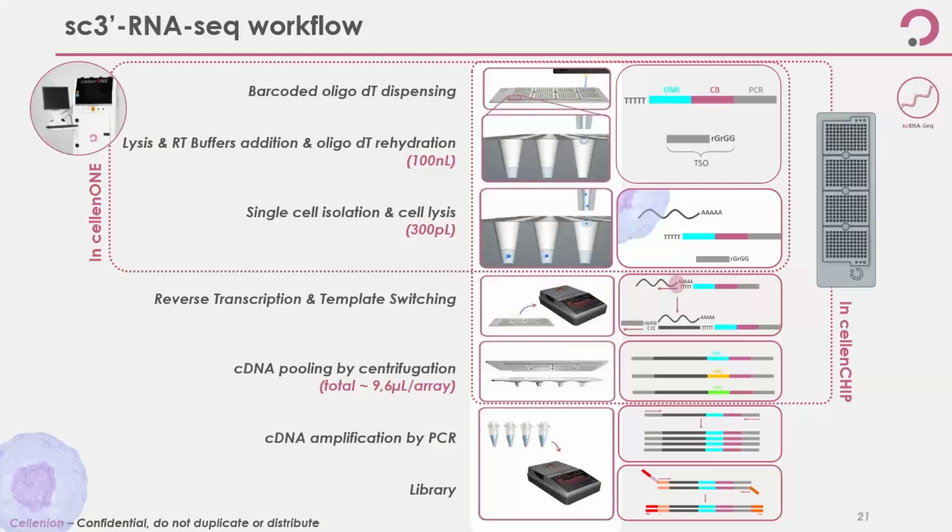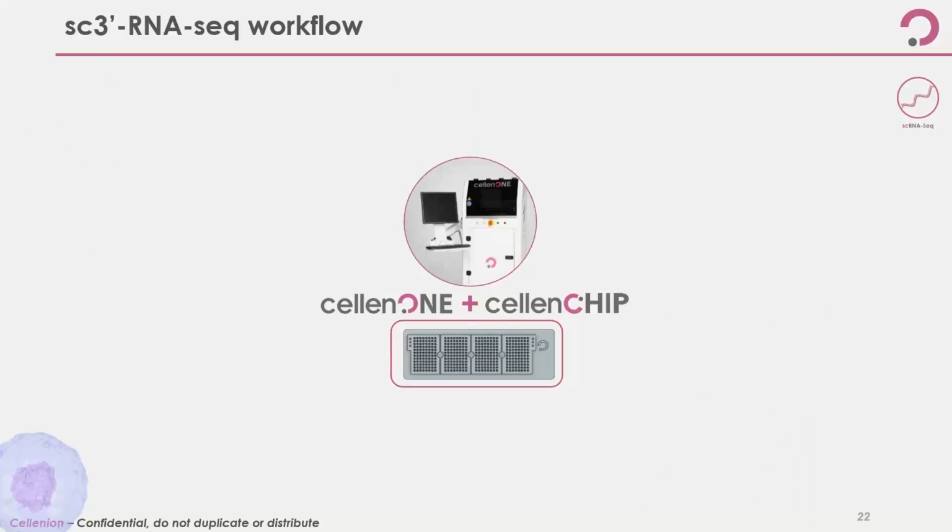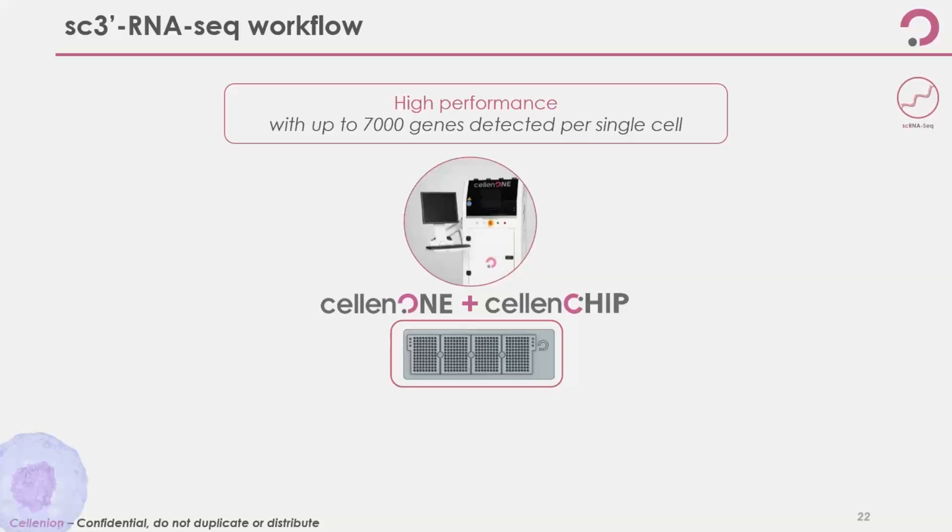Then we can achieve a step of single cell isolation and cell lysis, always using the CellenONE. And then within the CellenChip, we can do the reverse transcription and template switching, and then pool the cDNA that has been generated by centrifugation. Then one can carry on with the amplification by PCR. So it means that if we use the CellenONE in combination with the CellenChip, it allows high performance, with up to 7,000 genes detected per single cell.